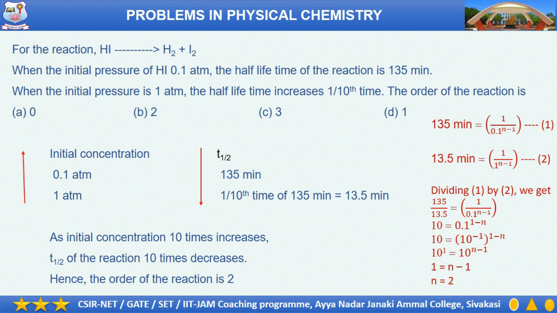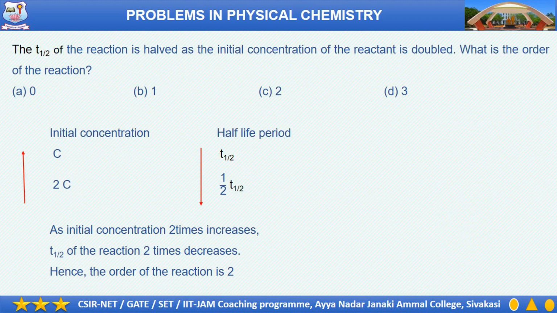But looking into the data, you can also tell whether it's a first order, second order or zero order. But when fractional order is given, it is not easy to tell by mental sum, you have to work it out. Now do the next problem. The half-life of a reaction is halved as the initial concentration of the reactant is doubled. What is the order of the reaction? Options 0, 1, 2, 3.